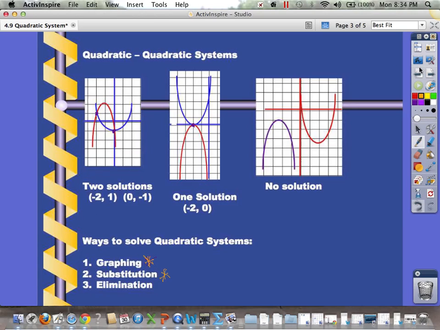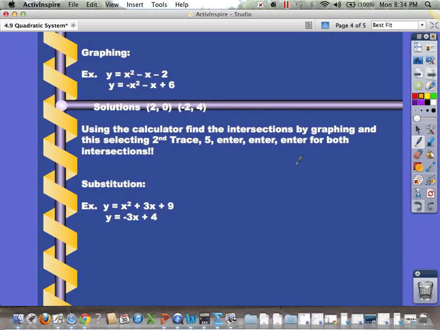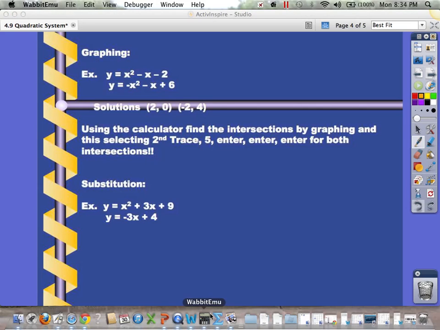All right, so let's see what they look like. For example, let's do this one by graphing. And I'm going to show you with the graphing calculator because I think it's easier for you to understand.